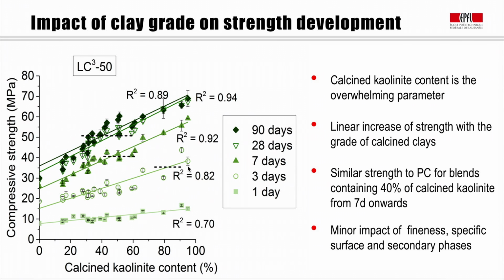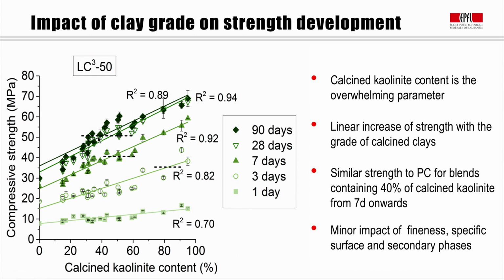So we have different curves here for the different ages: for 1 day, 3 days, 7 days, 28 days, 90 days. And in addition to this strong correlation with the calcined kaolinite content, we've indicated here by this dotted line the reference strength of the plain Portland cement. So you can see that at 3 days, if you have a kaolinite content of over 80%, you can meet the same strength as your ordinary Portland cement.